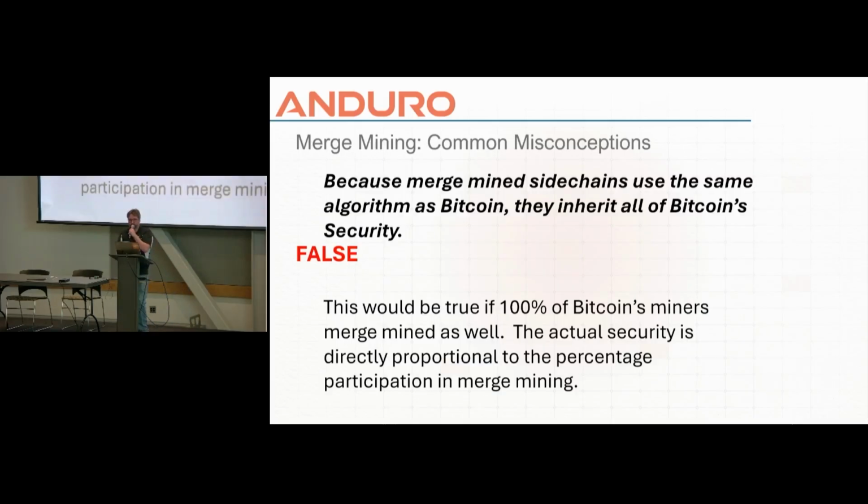As I mentioned before, there are some common misconceptions about merge mining. The first one is that because merge mined sidechains use the same algorithm as Bitcoin, SHA-256, a magic algorithm, that makes it secure, and they inherit all of Bitcoin's security just because they use that. That's not true. If 100% of Bitcoin miners merge mined the sidechain, then yes, it would inherit Bitcoin's total security. But that cannot be the case. The actual security is directly proportional to the percentage merge mining.